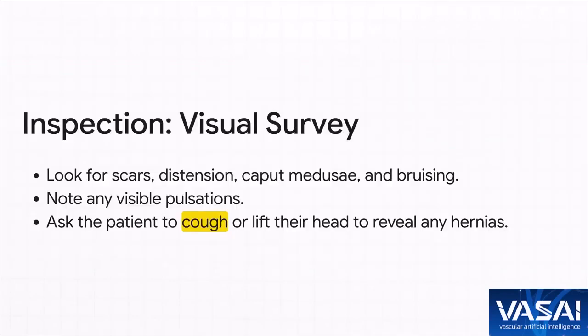Inspection isn't just a quick glance. You have to be an active observer. Get down to the patient's level. Look for scars, any distension, skin changes like bruising, or the dilated veins of a caput medusa. Then, and this is a pro tip a lot of people forget, ask the patient to cough or lift their head off the bed. This simple move increases intra-abdominal pressure and can make hidden hernias just pop right out.